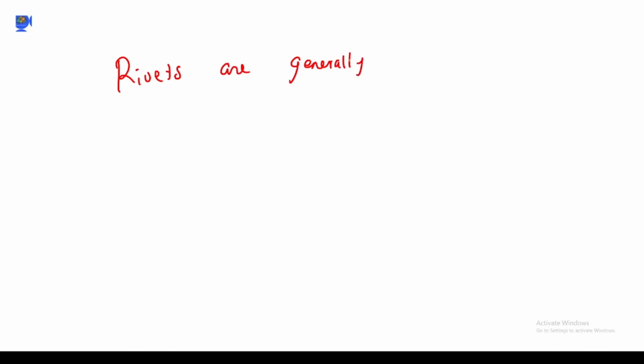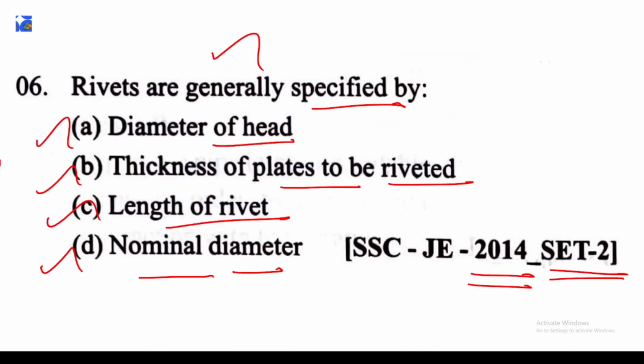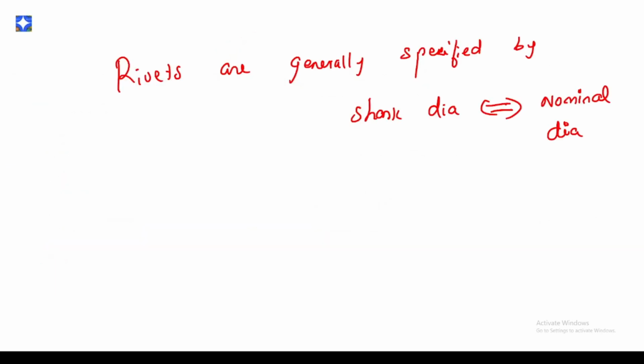generally specified by its shank diameter, which is the same as that of nominal diameter. So if you get back to the options, option D would be the correct answer. So let's move on to the next question.